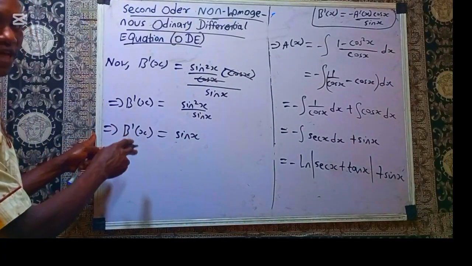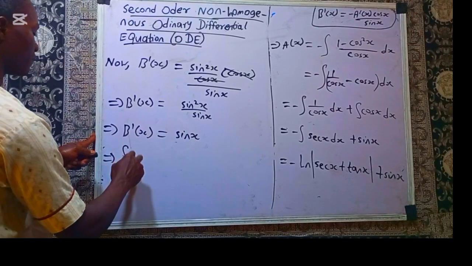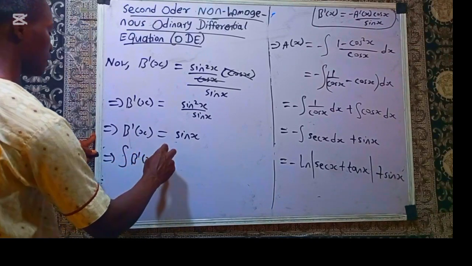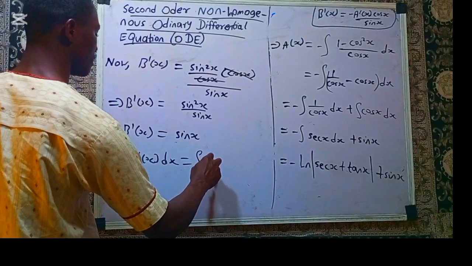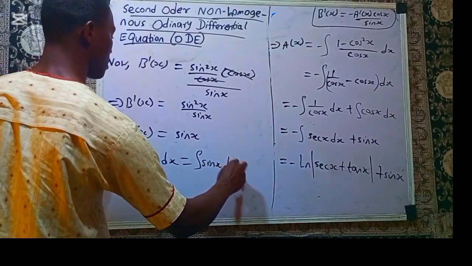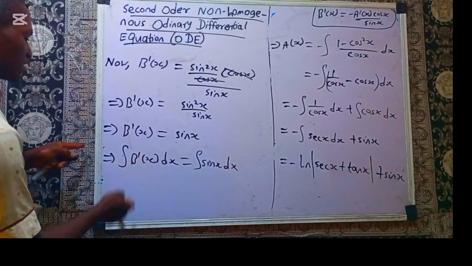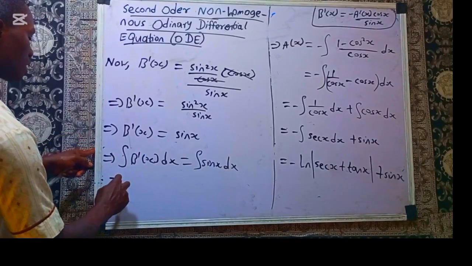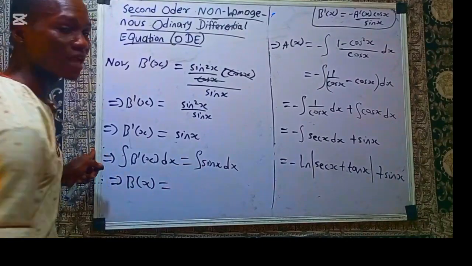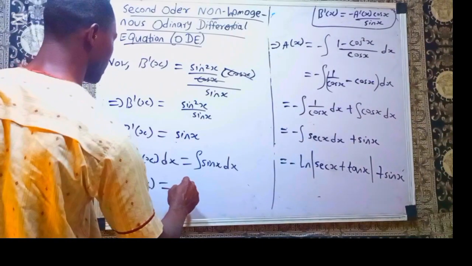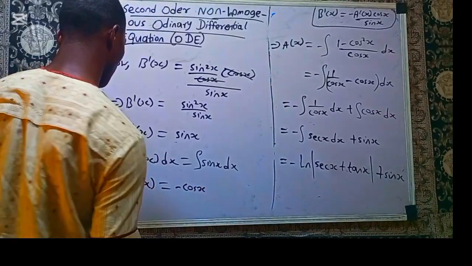To get your b of x, you integrate both sides, because the integral will cancel this derivative. So the integral of b prime of x dx equals the integral of sin x dx. I've integrated both sides, so this integral just cancels the derivative sign. So I have b of x equals, what is the integral of sine? The integral of sine is negative cosine. Negative cosine of x.